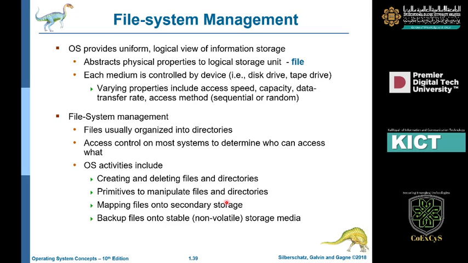Now, the other thing that is important to the operating system is file system management. The OS provides a uniform logical view of information storage. Data is kept on the hard disk, but it's kept in a logical storage unit called a file. This is to abstract how we access this low-level data, because we cannot really determine how the data looks on the hard disk.